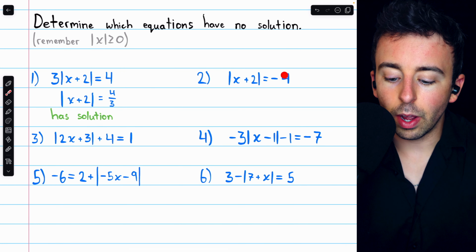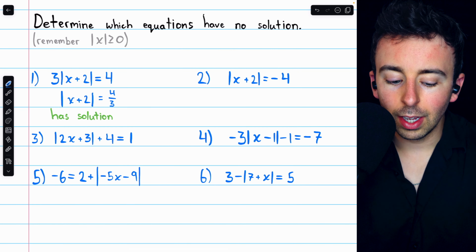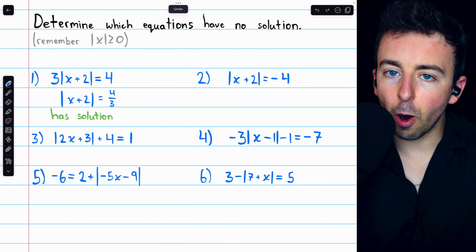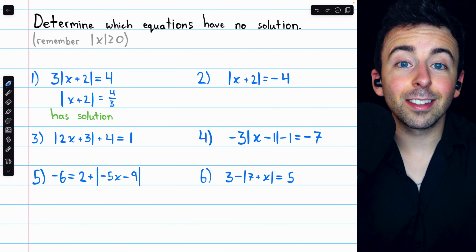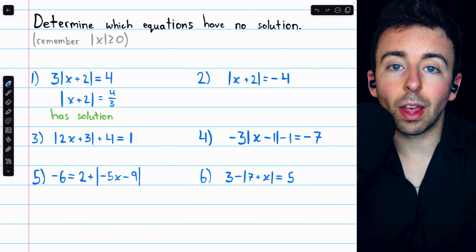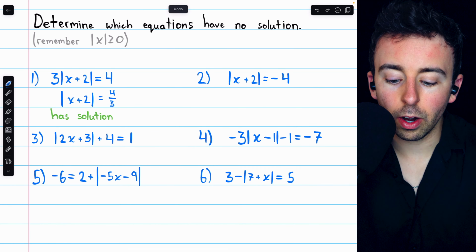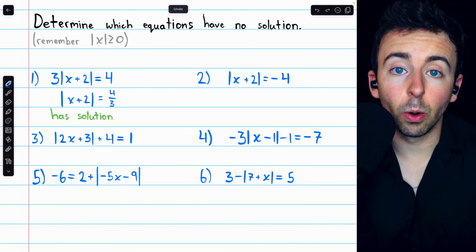Moving on to the second equation, the absolute value of x plus 2 equals negative 4. In this case, the absolute value bars are already by themselves, and we see that they're equal to a negative number. That is not possible. There's no number whose absolute value is negative 4, so this equation has no solution.